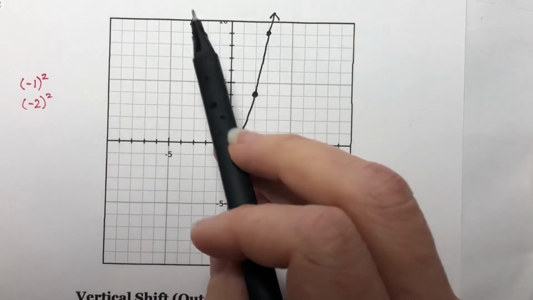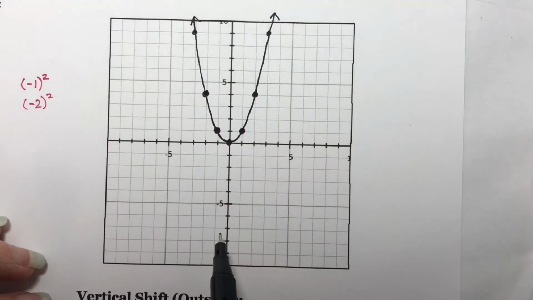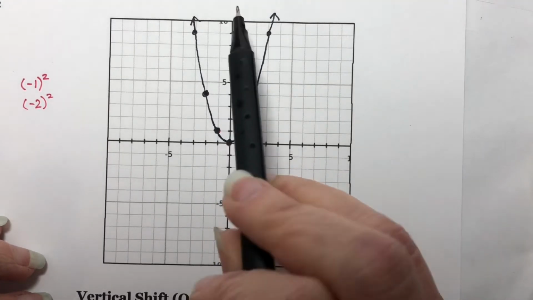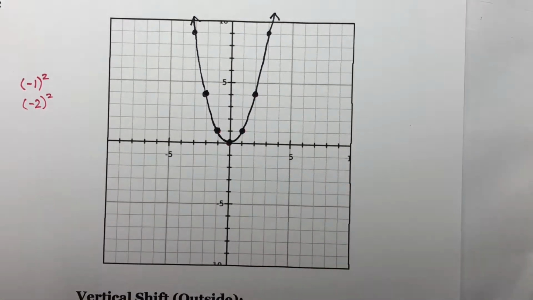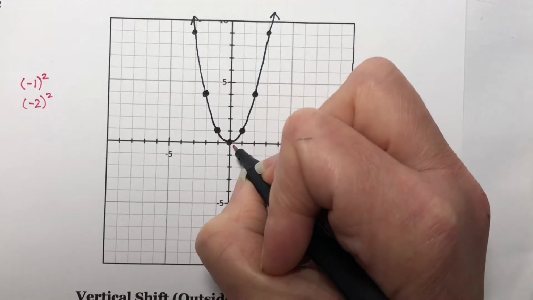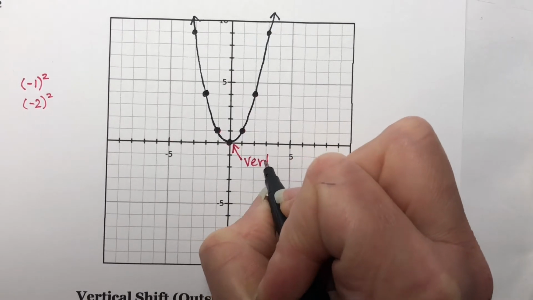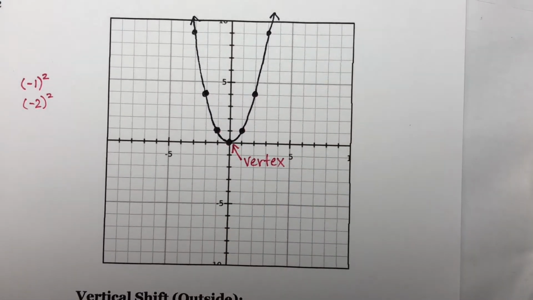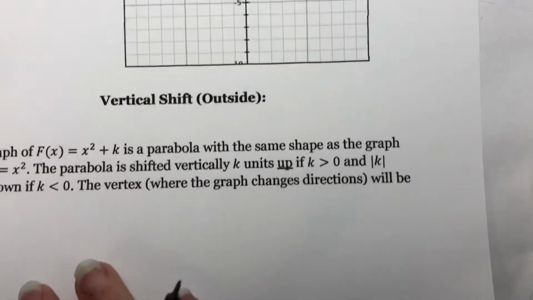One thing to recognize is that this is symmetric about the y-axis, meaning if I could fold my graph on the y-axis, my points would line up. Another little bit of vocabulary is this point right here where our parabola changes directions. That's called the vertex of the parabola.